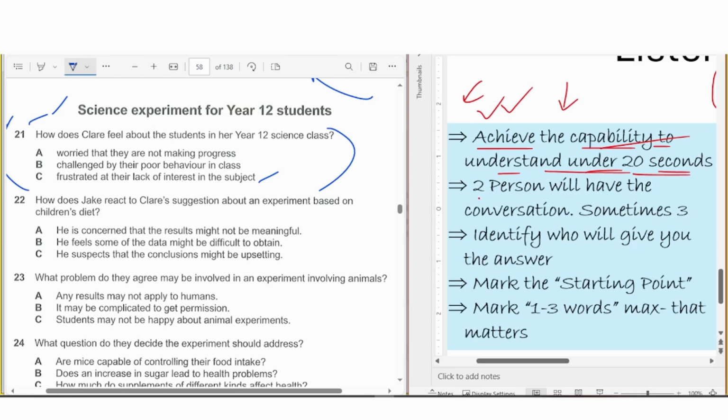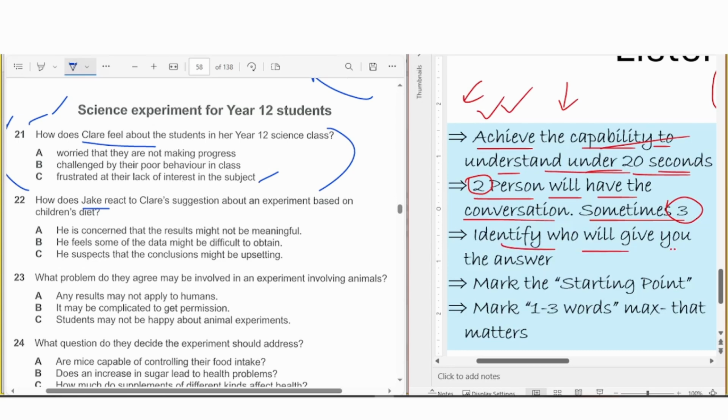That's the first. Then again, two people will have the conversation, sometimes three, but generally two people will have the conversation. Once or twice there will be another person, but if there is a third person, they will just help the conversation to continue. So again, the two people will give you the answer. Here, one person is Clary, another person is Jake, or Jack, whatever they say, Clary and Jack. So those are the two people you're going to have for this conversation.